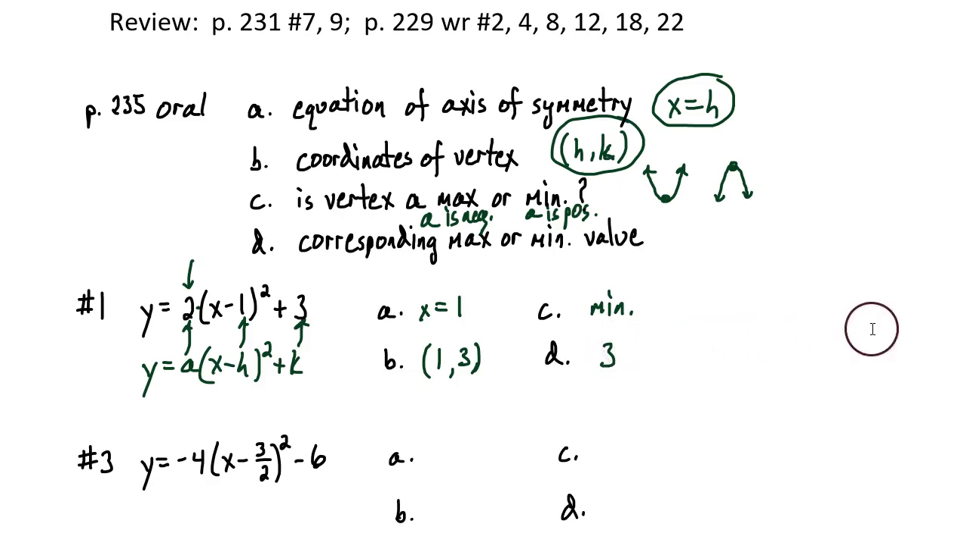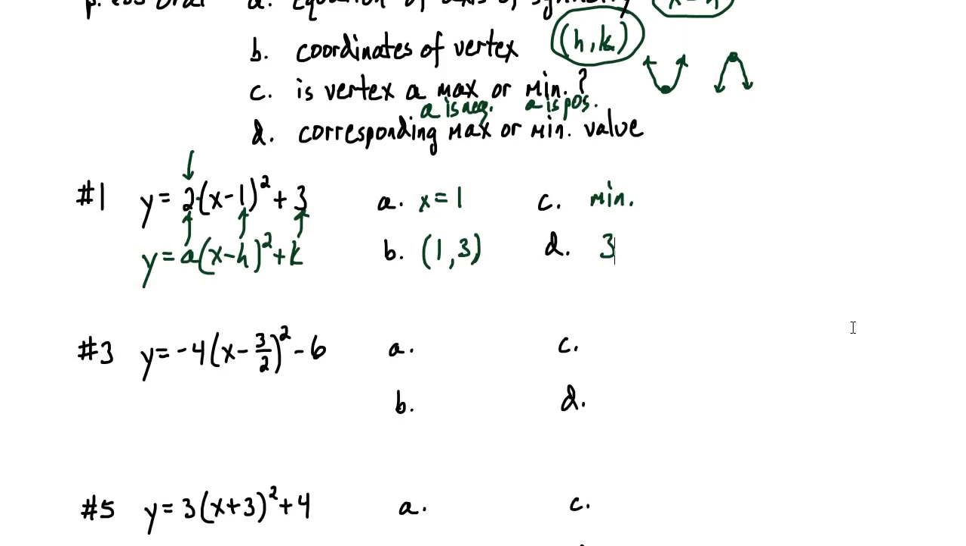Now let's run through those same 4 features for problem 3, starting with the equation of the axis of symmetry. To get that, we're going to use x equals h. Well, what is h? That's 3/2. So there's our equation for the axis of symmetry. Question B, let's get the vertex. To get the vertex, we're going to make an ordered pair (h, k). So that's (3/2, -6), because the constant on the end is the value of k.